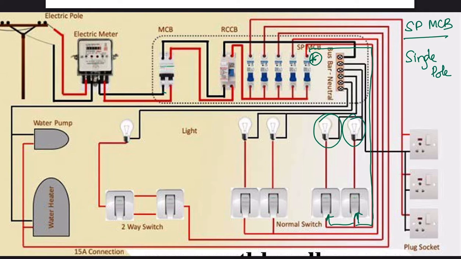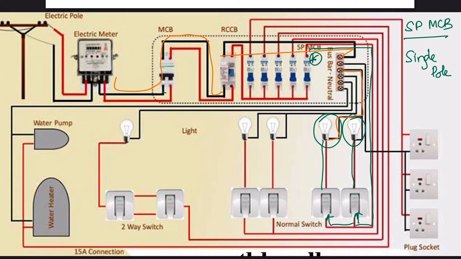So the live wire is connected to one end of the switch, and from the switch the wire goes to the bulb, and the other end of the bulb is connected, using this black wire, to the neutral like this. This neutral is then internally connected to the RCCB, and this is connected to the MCB and backwards like this.